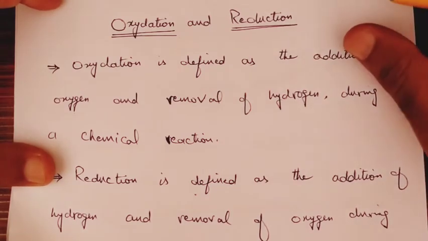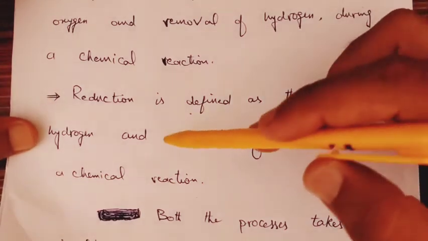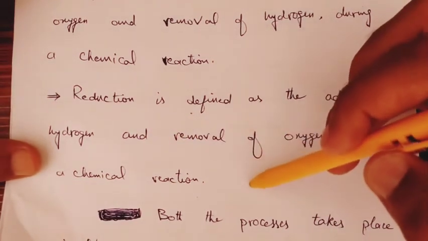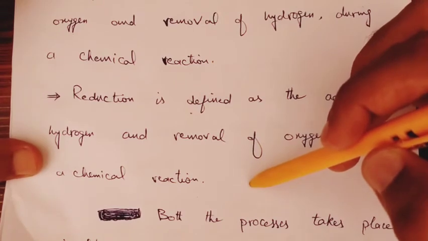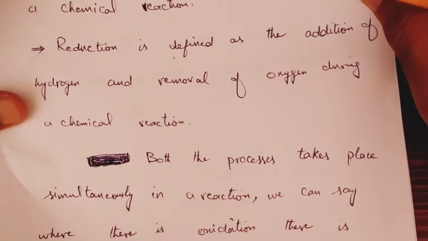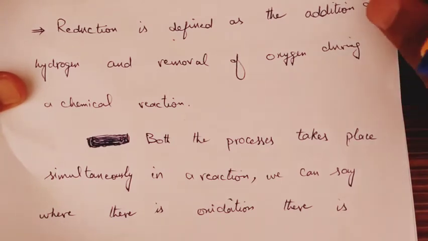On the other hand, reduction is defined as the addition of hydrogen and the removal of oxygen during a chemical reaction. The reaction in which hydrogen is added and oxygen is removed is known as a reduction reaction. Both processes take place simultaneously in a reaction. Where there is oxidation, there is reduction. Collectively, they are called redox reactions.